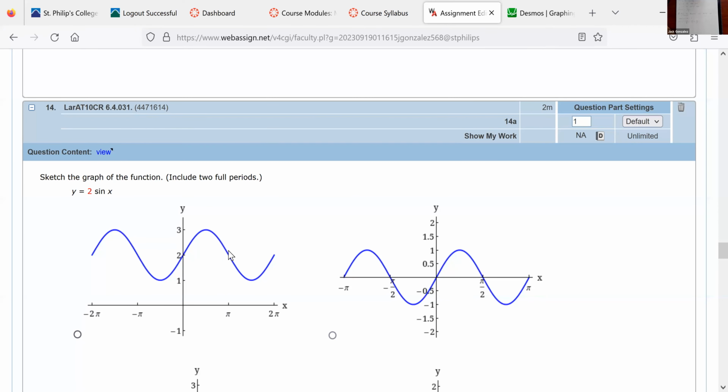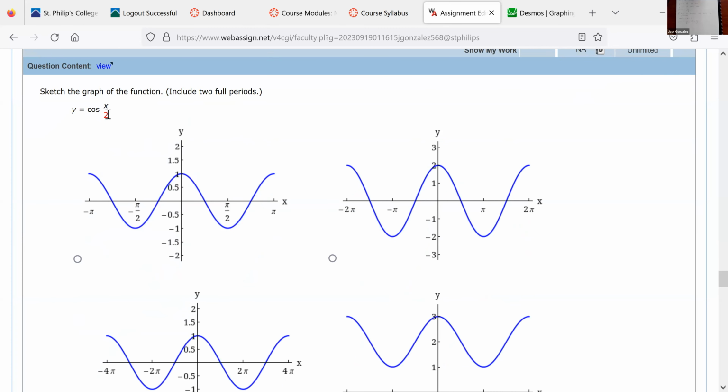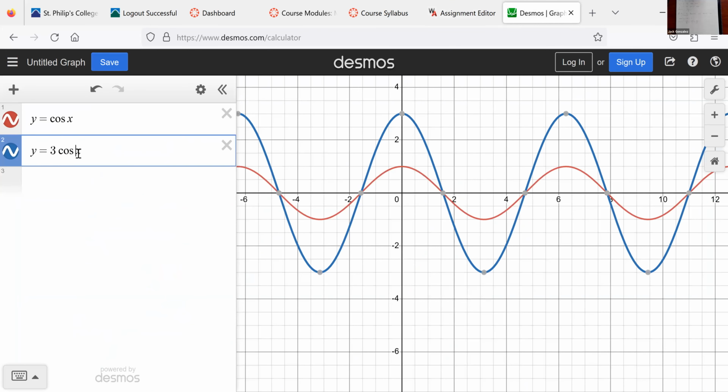Got it. Okay, here's 1/2. So it's going to slow it down, right? So like this one sped it up when we put the 3 in here.